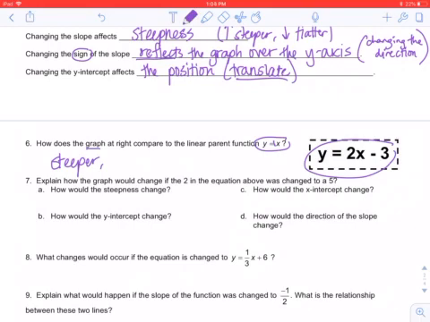We also have a y-intercept of -3. Well, the parent function has a y-intercept of 0. So I need to make sure that I write that it has been shifted down 3 units.